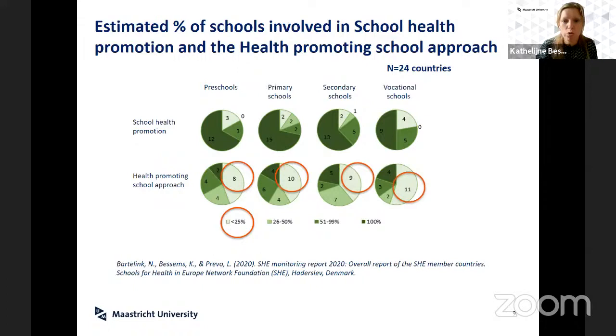And the number of countries in which less than a quarter of the schools work according to the health promoting school approach is 8 in preschools and goes up to 11 in vocational schools. I think overall this implies that the systematic and integrated health promoting school approach is less common than school health promotion in general. And that might not be a very surprising finding, though it's still an important confirmation, I think.